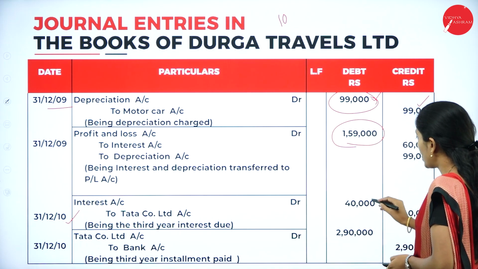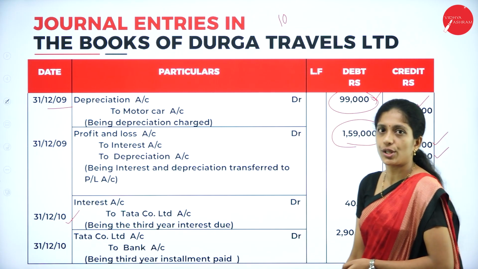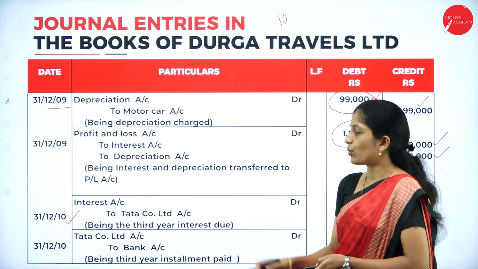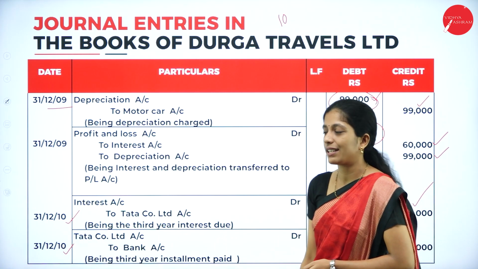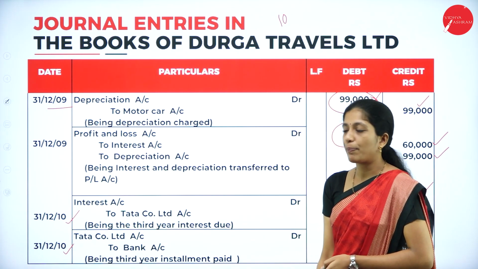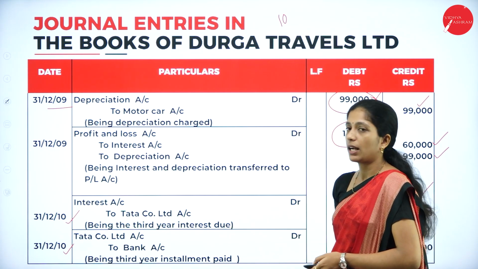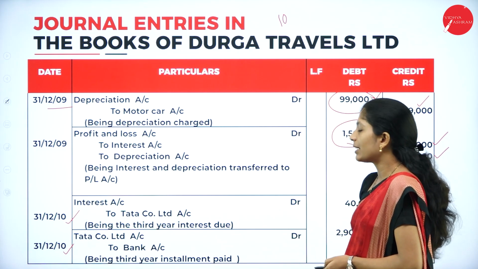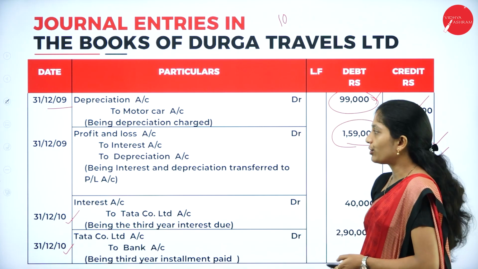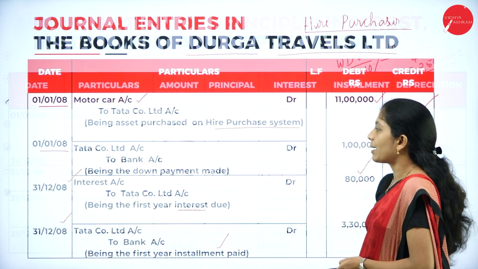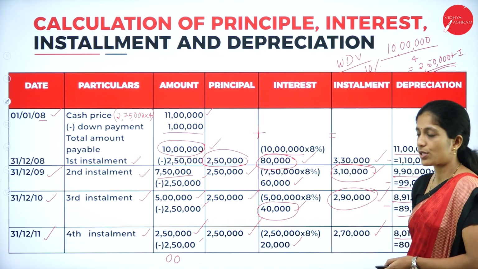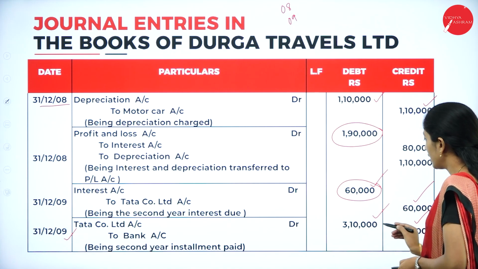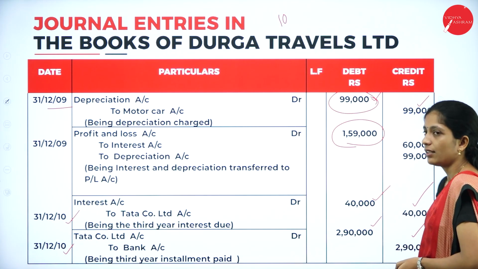So third year is how much? 40,000 interest due. Next installment paid. So what is the entry at the end of third year? That is 31st/12/2010. So installment paid. Tata Company Limited account debit to bank account being third year installment paid. Now go through the table. What is third year installment? Third year installment is 2,90,000. So write that 2,90,000. Now clear?